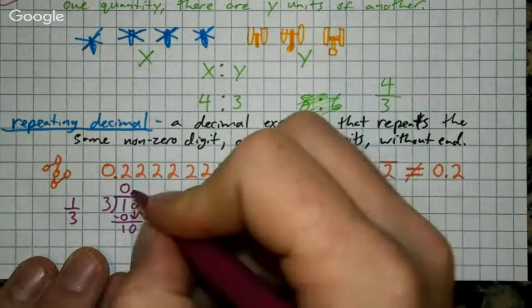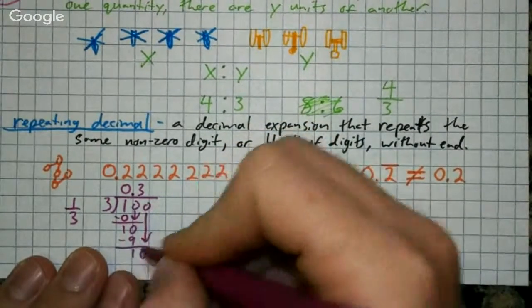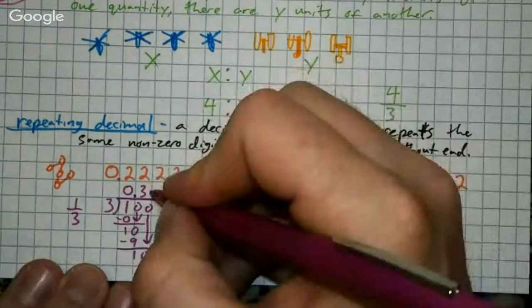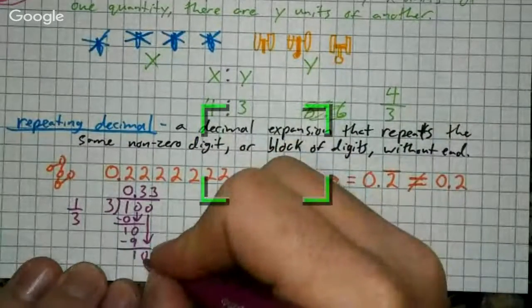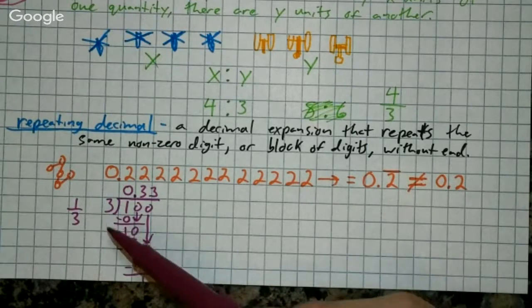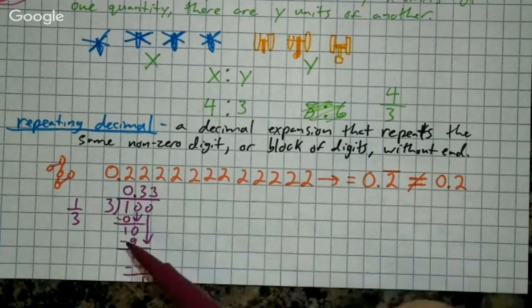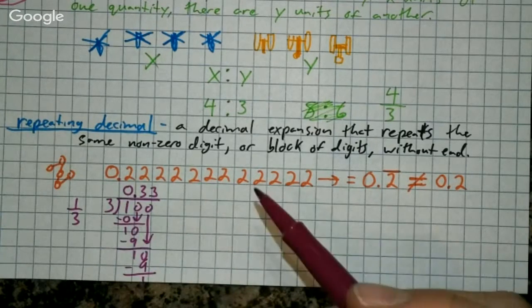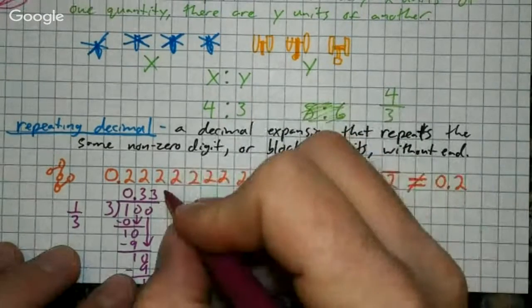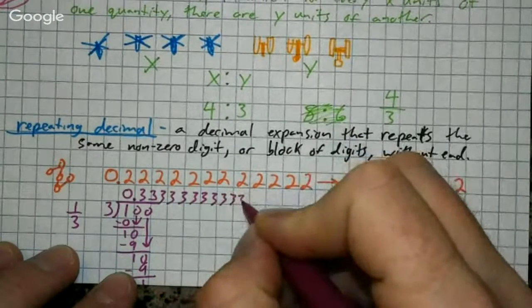3 goes into 10 3 times. 3 times 3 is 9. Subtract, we get 1. We add another 0, drop it. Look at that, it's a 10 again. 3 goes into 10 3 times. 3 times 3 is 9. We subtract and get 1 again. I'm out of paper, but you can imagine it's going to continue every single time. It's going to be 1, we add a 0, 3 goes into 10 3 times, it equals 9, and we get 1 again. Every single time you divide 3 into 10, you're going to get 3, and it's going to go on and on forever.